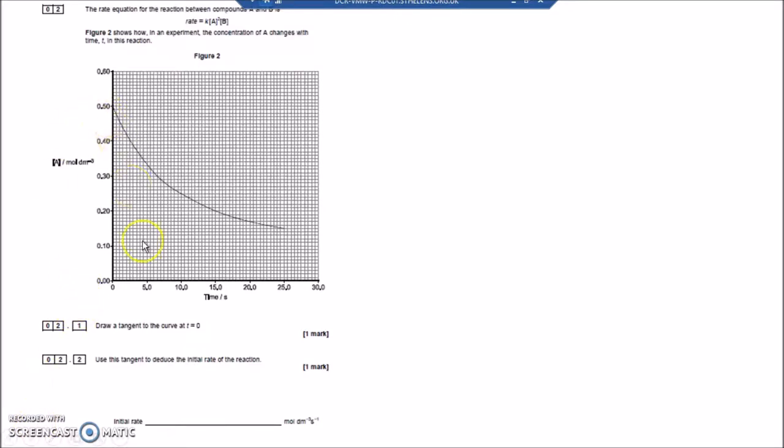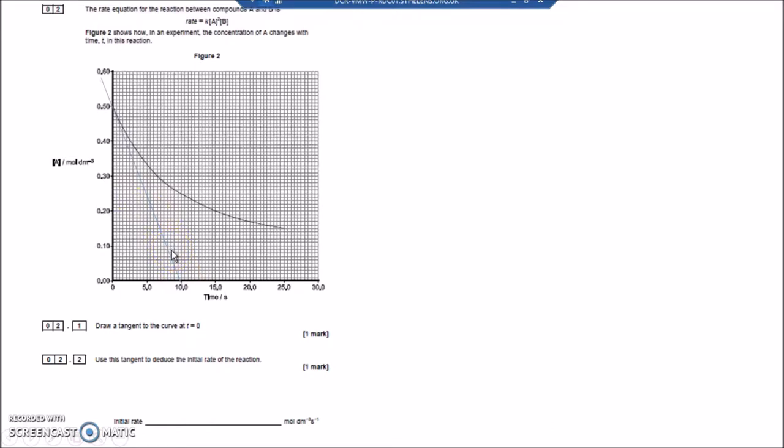Question 2. It asks us to draw a tangent to the curve at t equals 0, time equals 0. So we draw a tangent to this curve. It's got to touch at that point, touch at time 0. It's got to touch the curve there, and it's got to just touch and be equidistant, equal distance coming down here, not crossing the line at any point, so not too sharp, not too shallow, just touching and equidistant, equal distance either side with the curve. You get a little bit of leeway either way.